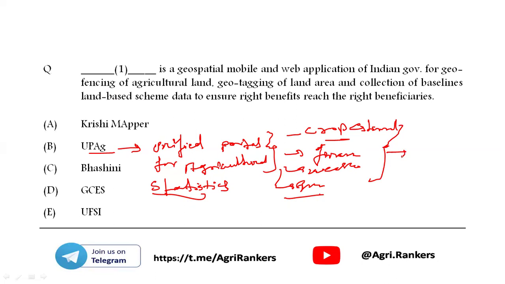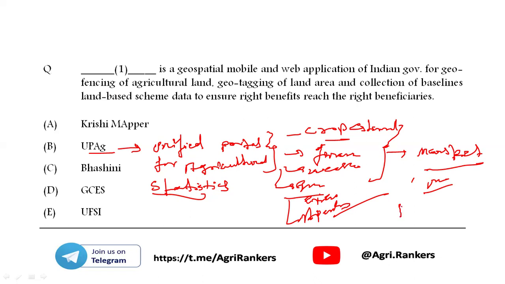And after analyzing everything, this app will give a summary of market trends. From eNAM also it will take data, and from APEDA also it will take data. It will give us the market trend in a summarized way, for the wheat crop or any other crop, on a real-time basis.